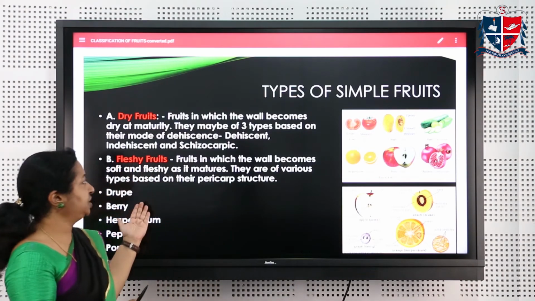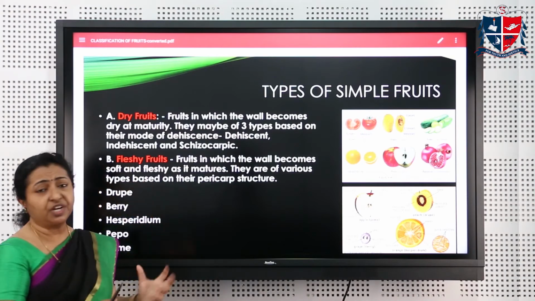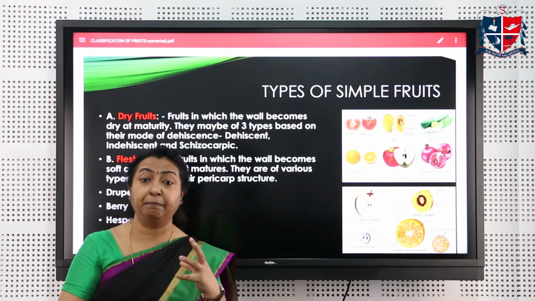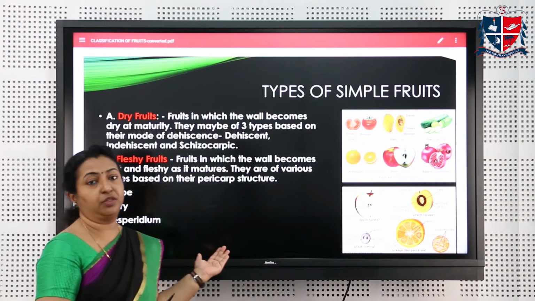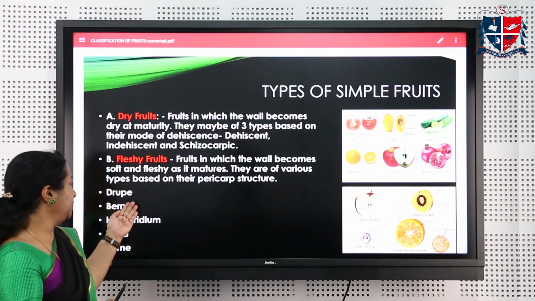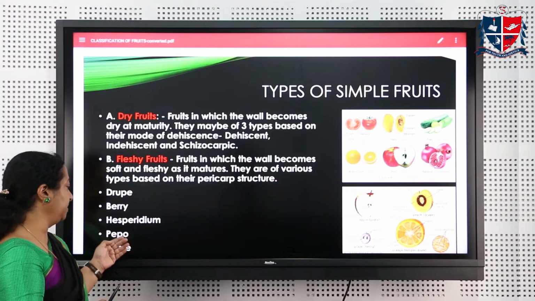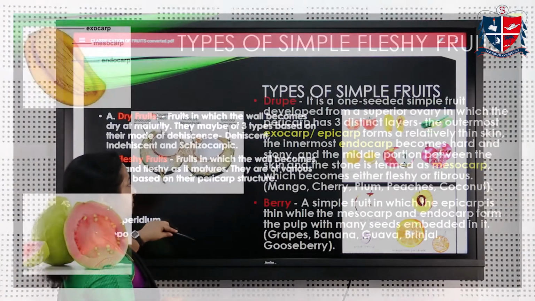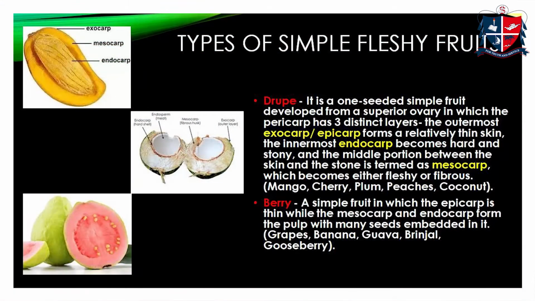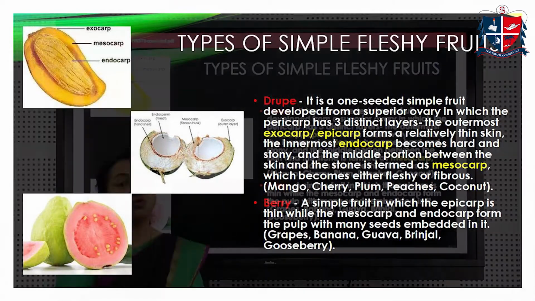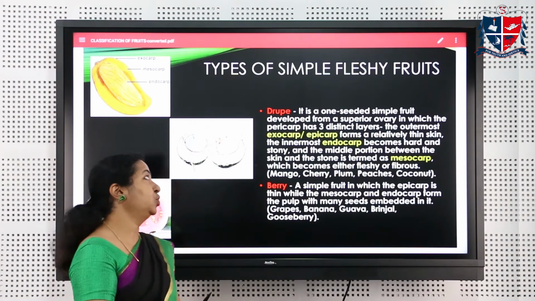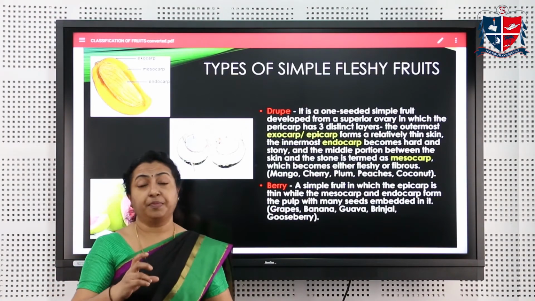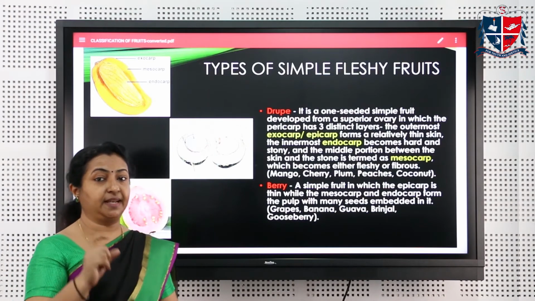In the case of fleshy fruits, the wall becomes really soft and fleshy and pulpy. And they are of a number of types based again on their pericarp structure. We have the drupe, the berry, the hesperidium, the pepo, and the pome. Now coming to the types of simple fleshy fruits. The first one is the drupe. Now this is a one-seeded simple fleshy fruit where the pericarp has three distinct layers.